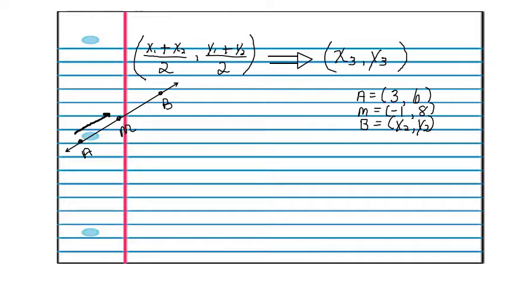Another way to do this is that if A is 3, 6, and your midpoint is -1, 8, we'll just take a look at what was the difference that happened in between these. In other words, what did it take for the 3 to get to the -1? Well, we took away 4. So now if we take away 4 again, we get our -5.